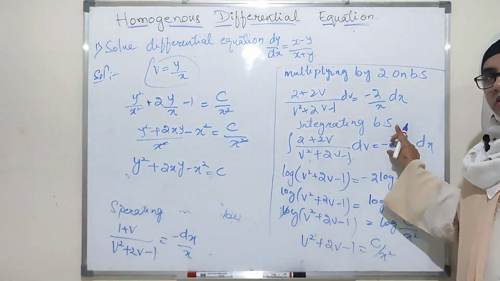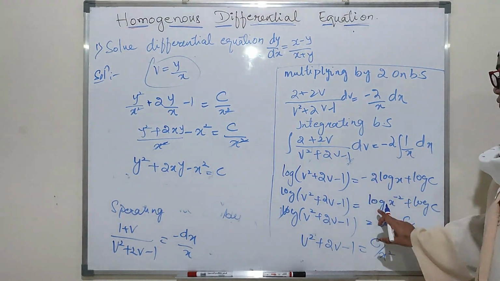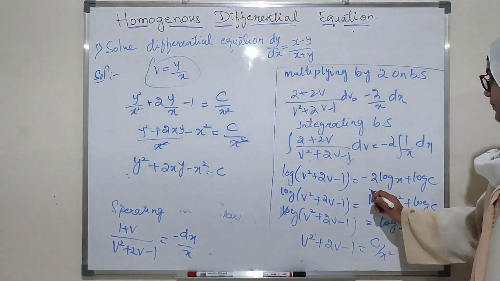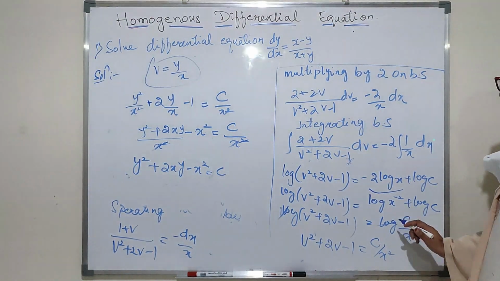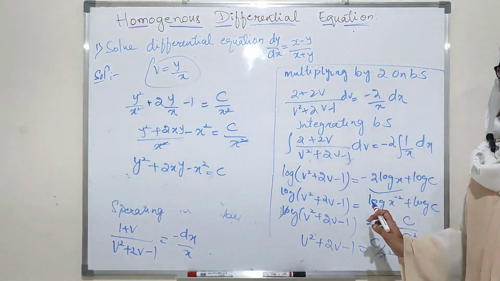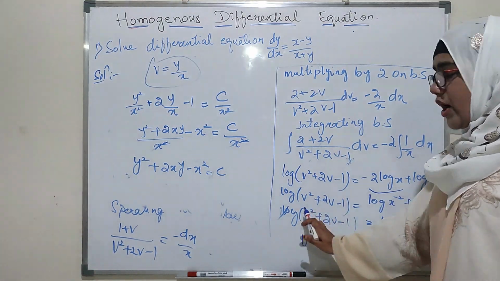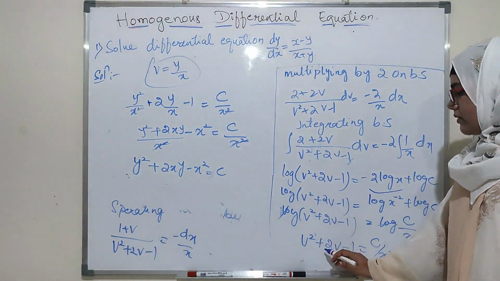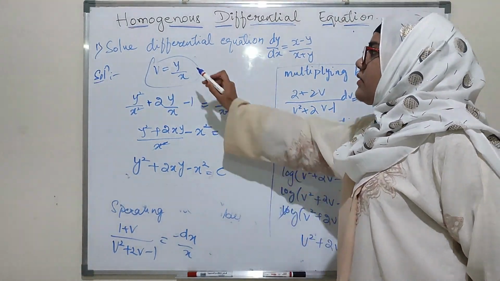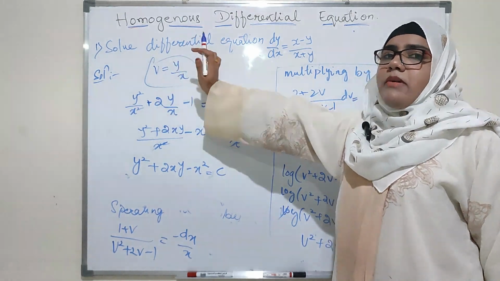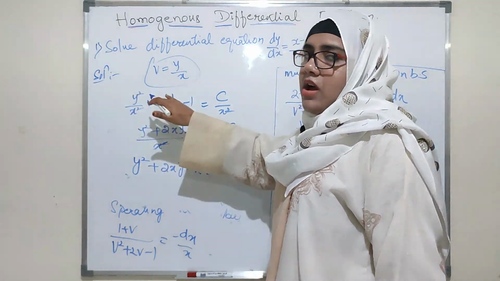Here we are having minus constant. Integration of 1 by x is log x. So by the log property, we can take this minus 2 as the power of x, x raised to minus 2, that's why it goes in the denominator. Here, this log and log get cancelled. What is remaining? v square plus 2v minus 1 is remaining. We have to replace v by y by x because we took v as y by x in the initial steps. So whenever we are having v, we have to replace that value by y by x.